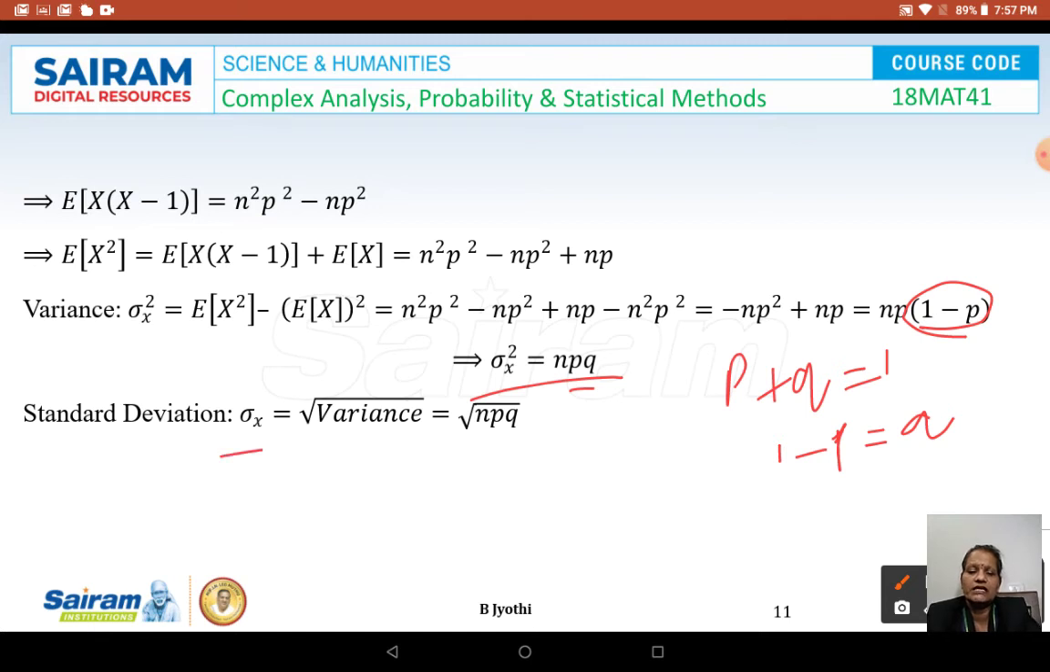And what is the standard deviation? It is nothing but the root of variance, that is equal to root of npq.